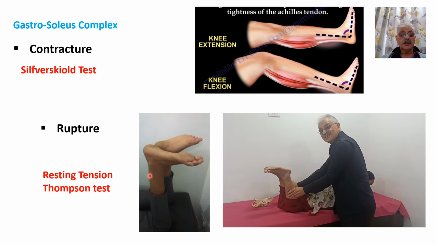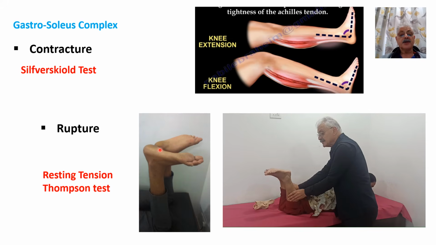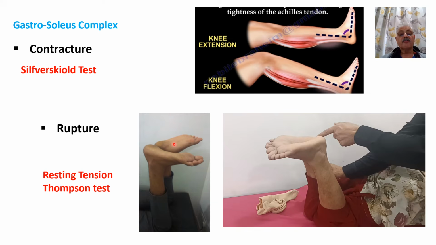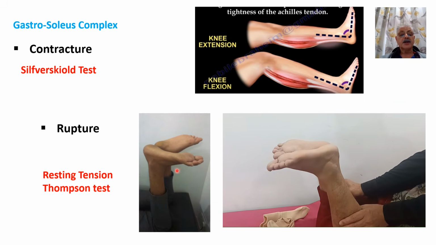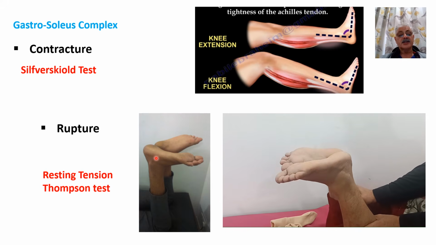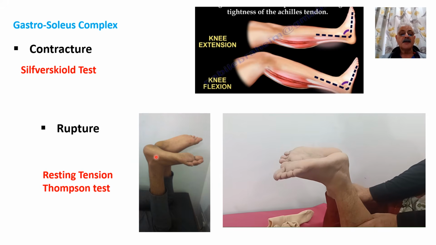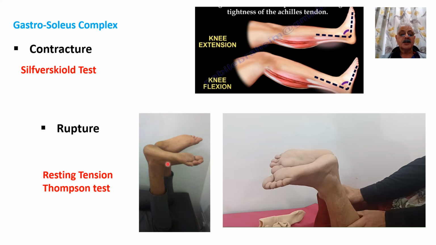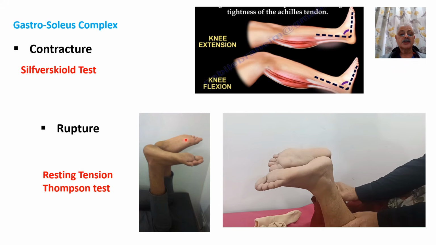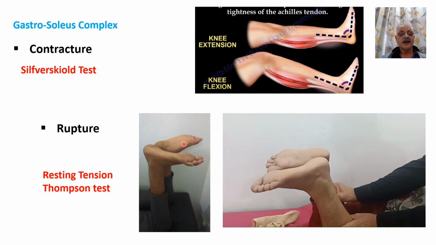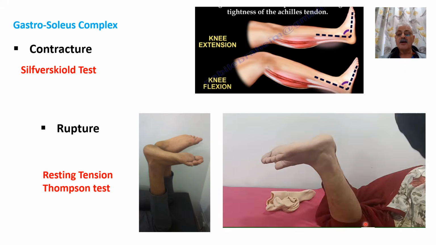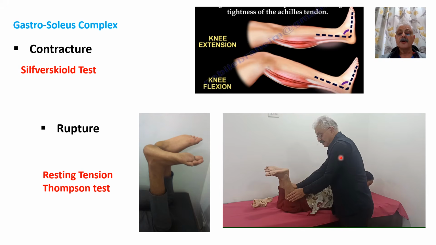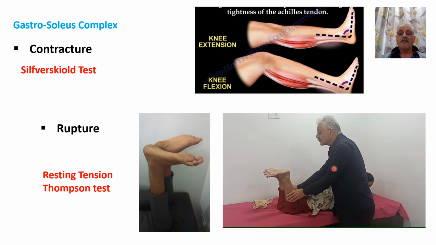In a normal patient, there is a slight plantar flexion of the foot in this position, but in a ruptured tendon, there is a dorsiflexion. If you see here, on this side, there's a rupture of the tendon, while on the other side, the tendon is intact. The second test, which is commonly performed, is the Thompson test, where you squeeze the calf of the patient and look for plantar flexion of the ankle.